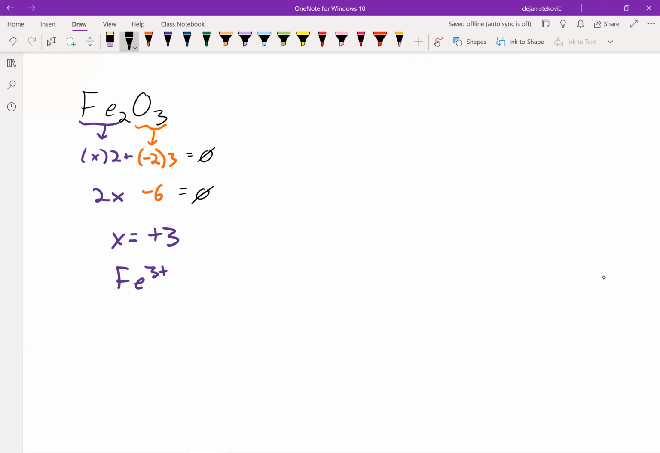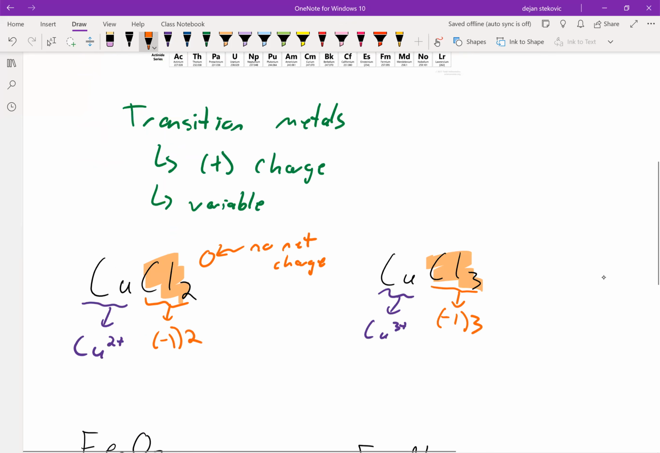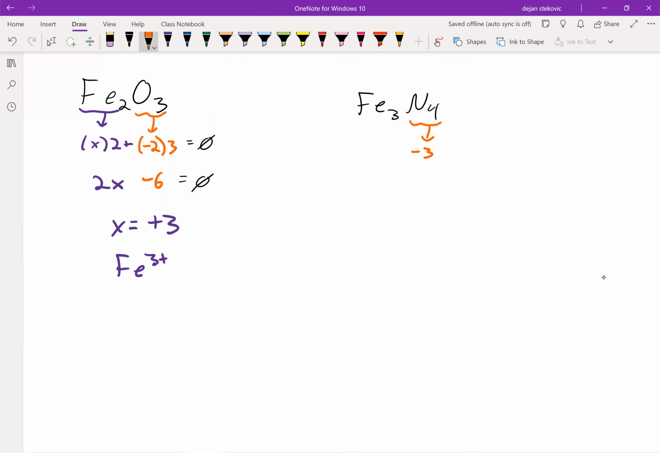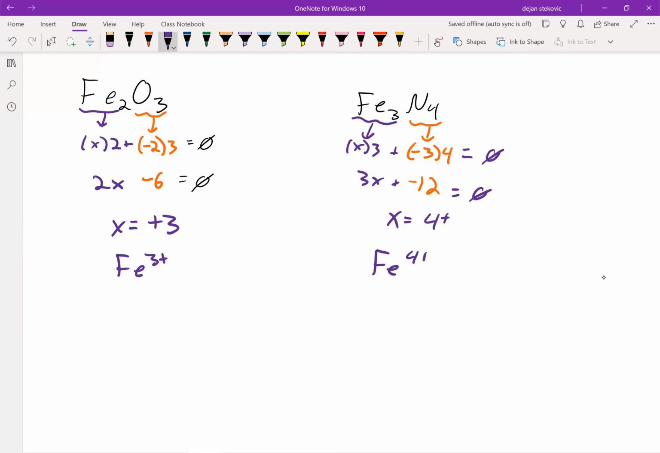Another example is iron nitride, which may or may not look like this formula. There's many forms of iron nitride. If we think about nitrogen, it's located right there. That has a -3 charge. And there's 4 of them for a total of -12. If we think about the iron side, that has to cancel out that negative charge. So that iron has to be a total charge of +12. But of course, there's 3 of them. And so if you solve the equation, add these up, set them equal to 0, you're going to end up with X equal to 4+. So in this case, this is an iron 4+.